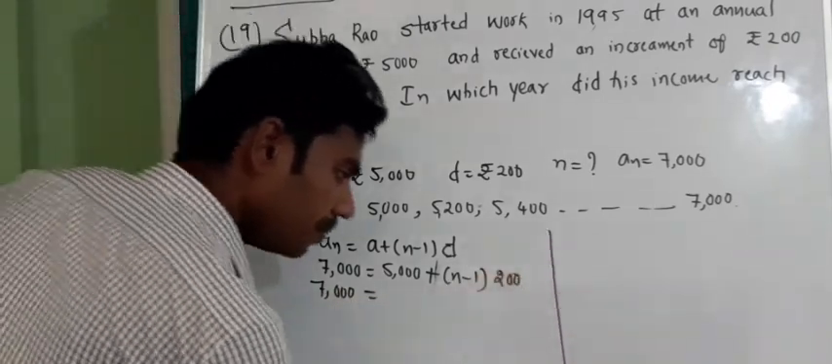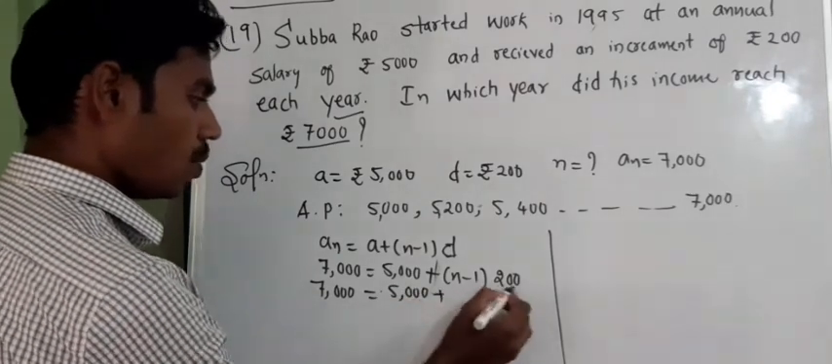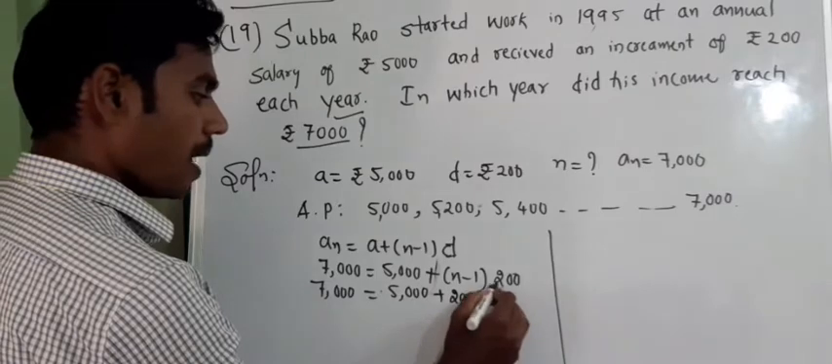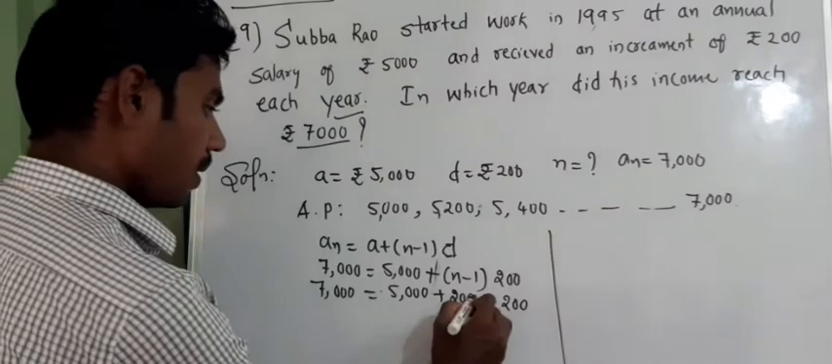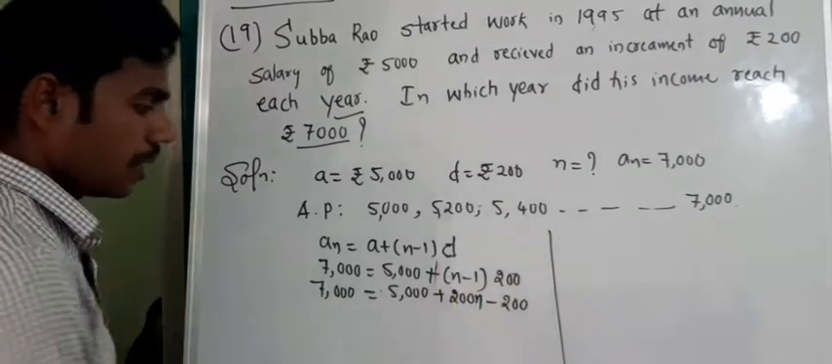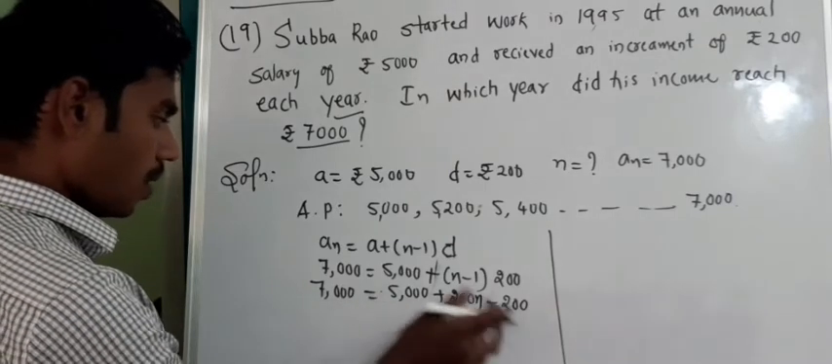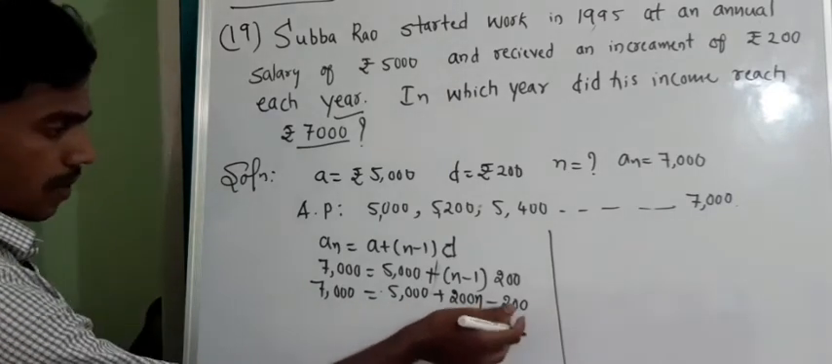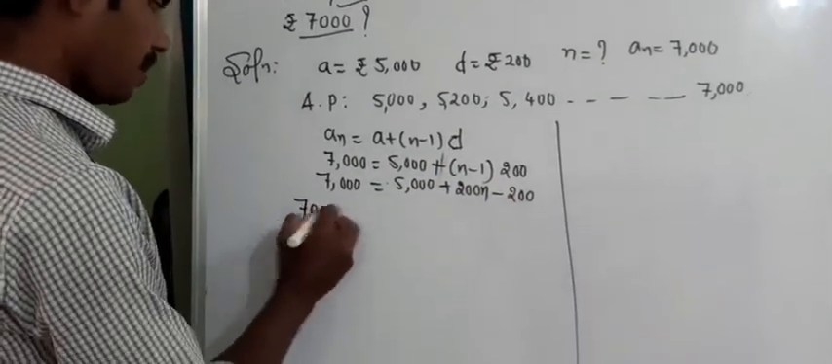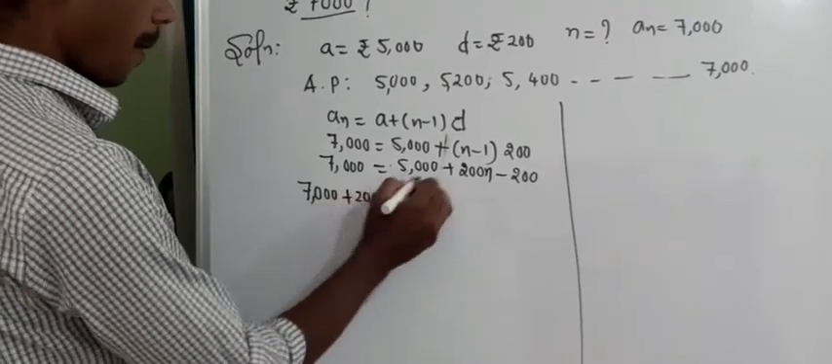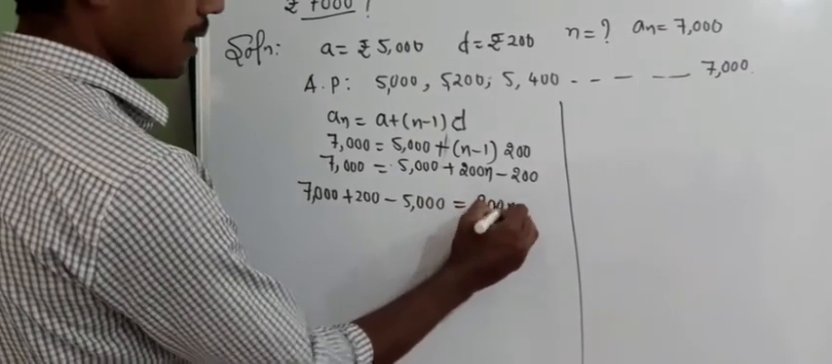7,000 is equal to 5,000 as it is, plus 200 into N minus 200, that is 200 N minus 200. Now this 7,000, if I transfer this minus 200, it will become plus 200. 7,000 plus 200 minus 5,000 is equal to 200 N.